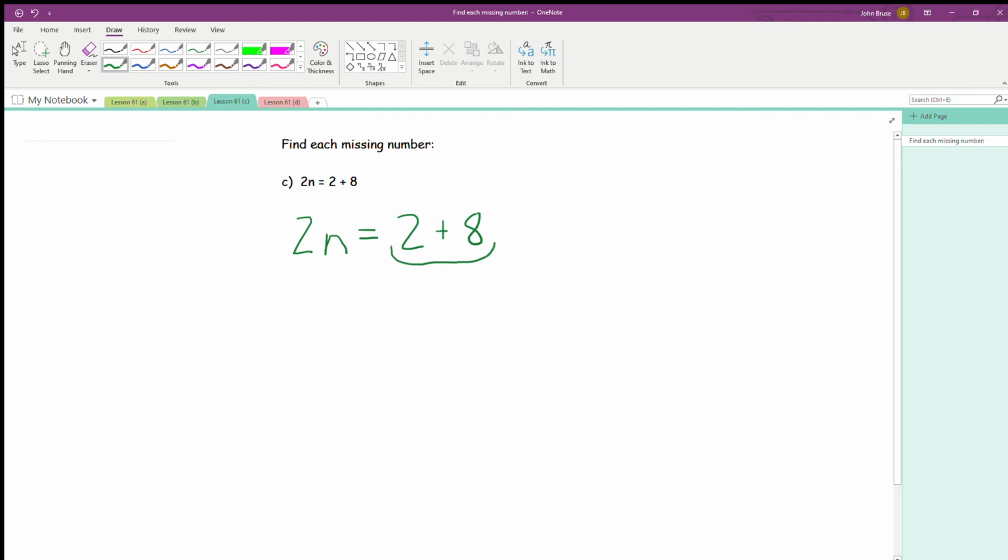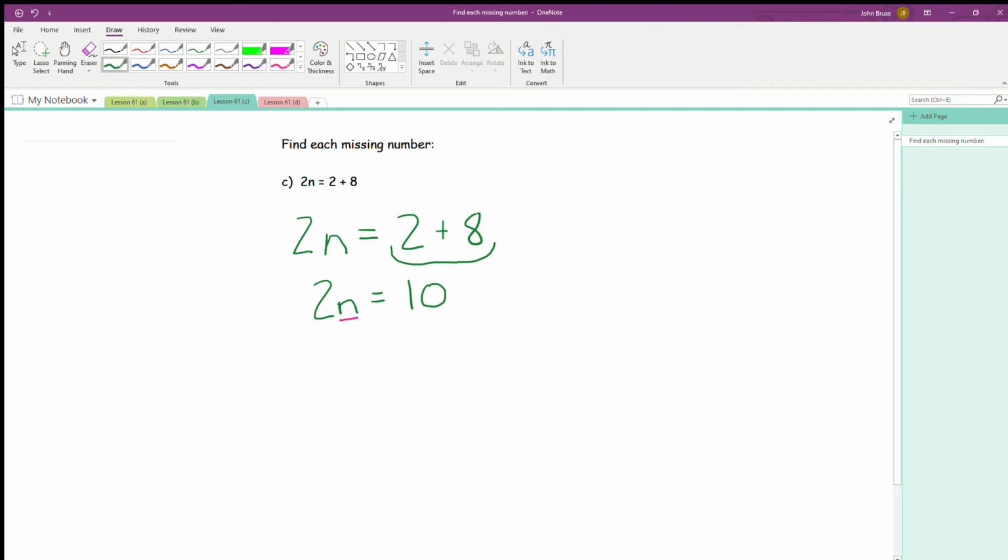So now we have 2n equals 10, because 2 plus 8 is 10. Now I need to get this letter n here by itself. I need n to be by itself, so I can say n equals a number, so I can solve for n.